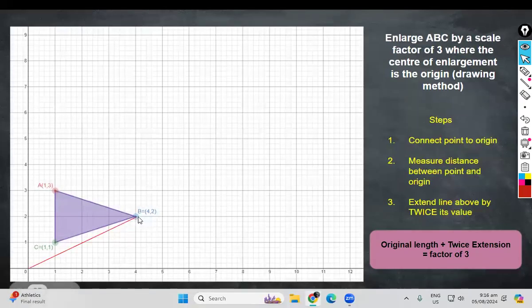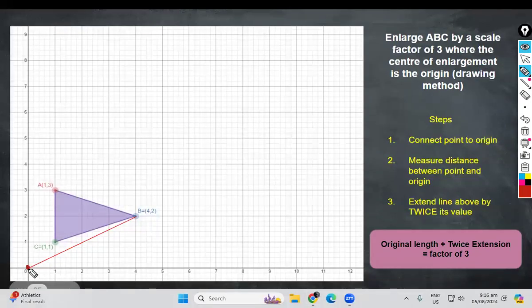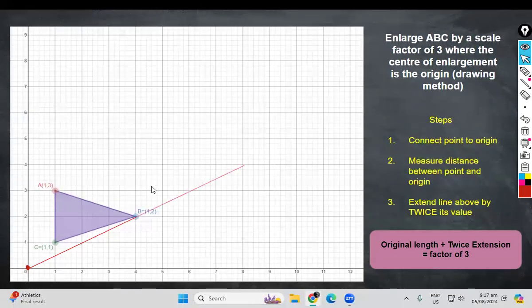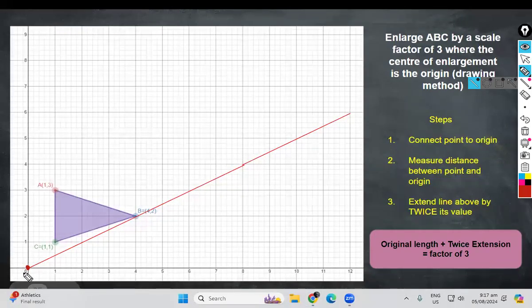Well, we're going to start off with point B. It doesn't matter which point you start off, but I started off with point B. So I'm going to take my ruler and connect the origin to point B, and then I'm going to measure the length of that line. And then I'm going to extend it twice. Look at the animation. That's 1 more extension, and then 1 more extension. You all see I extended it twice.